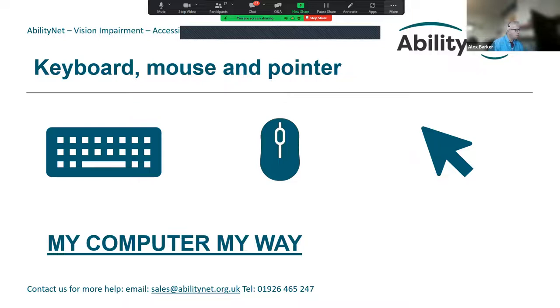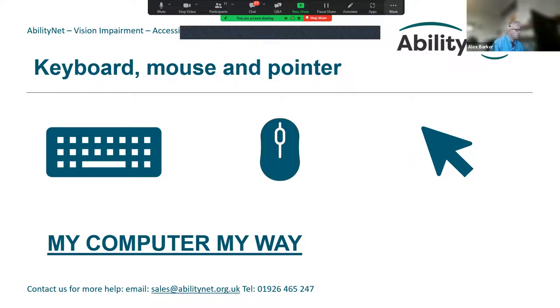However, it may be just by changing the pointer size, color, and creating a way to locate it with a trail is all that's required. It's really frustrating if you can't find the pointer and have to shake the mouse every time you try to find it. Precious time can be saved by some simple adjustments found in Ease of Access in Windows.